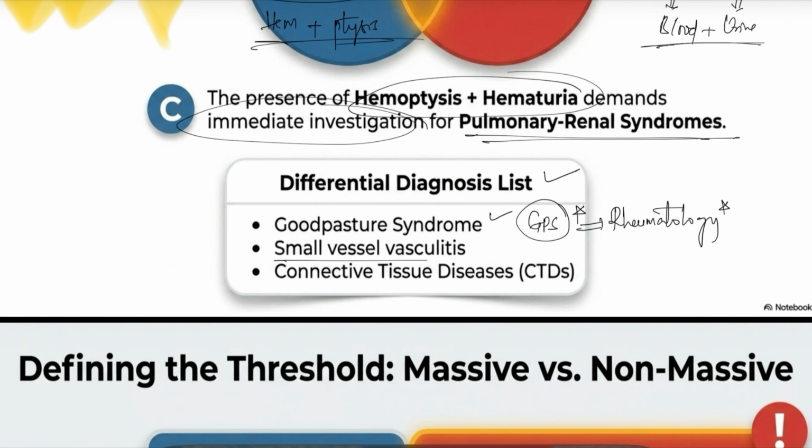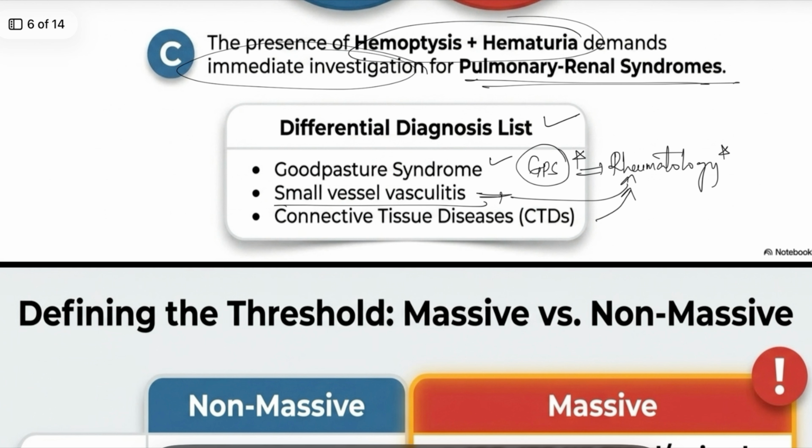Then small vessel vasculitis is under rheumatology, and CTDs, even that is under rheumatology. So you have to know that DDs are most commonly in the rheumatology section. Kindly go and watch if you did not watch.